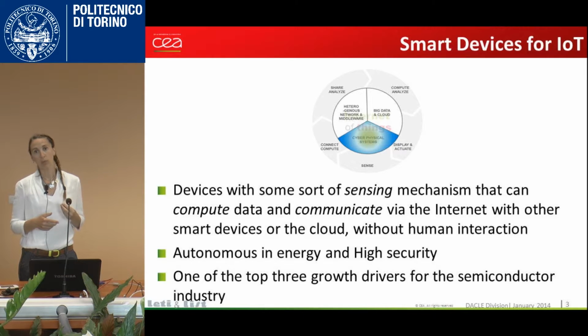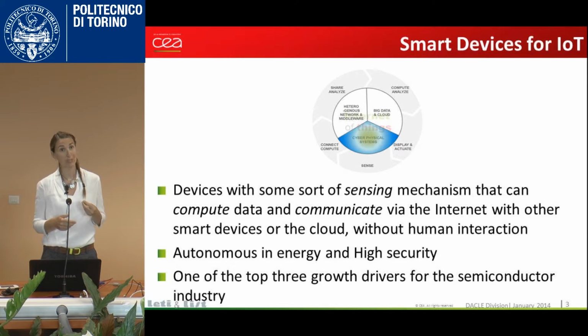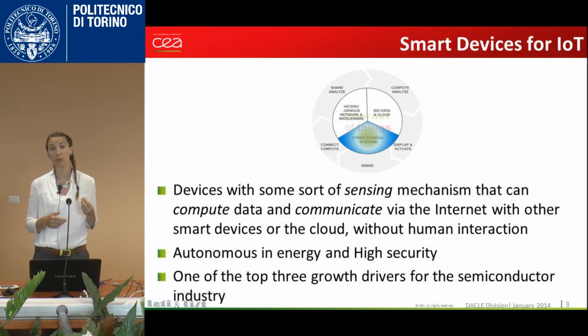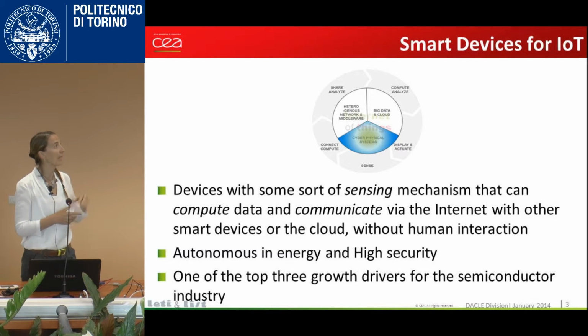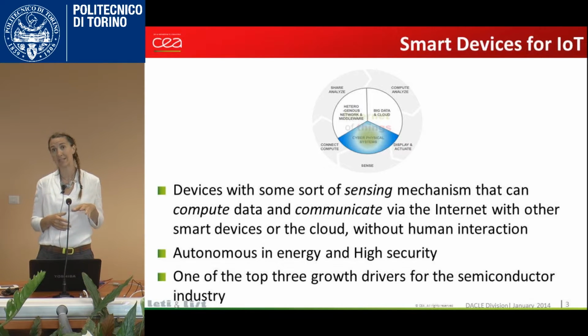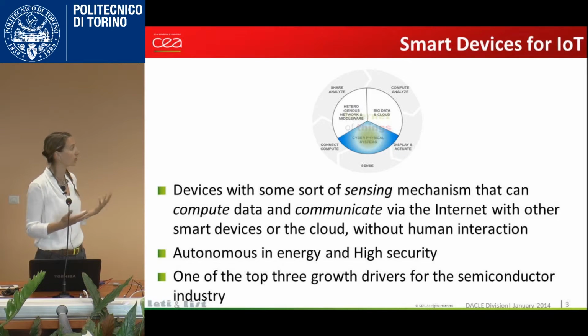Specifically in our work, we would like to show why we need systems that are autonomous in energy, because it is really useful to have systems that can recover their energy from the environment. We also need high security in those systems. Of course, different levels of security are requested depending on the application, but most of the time high security is necessary. And today, we see that the Internet of Things and smart devices are one of the top 3 growth drivers of the semiconductor industry.